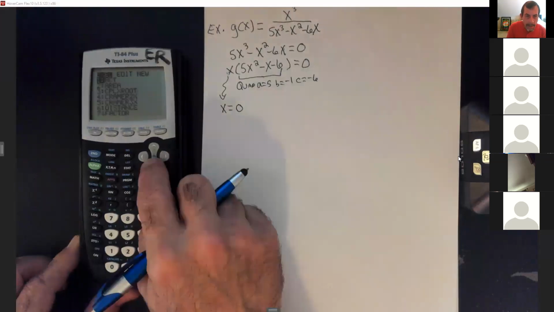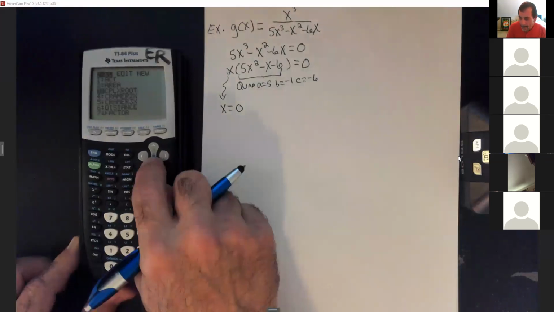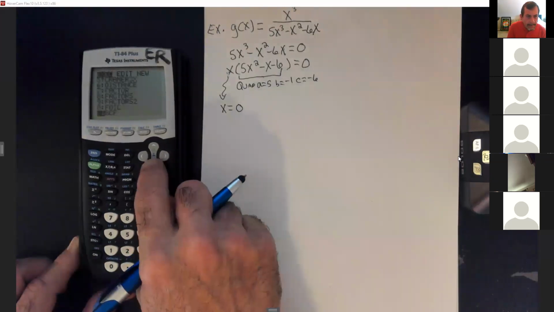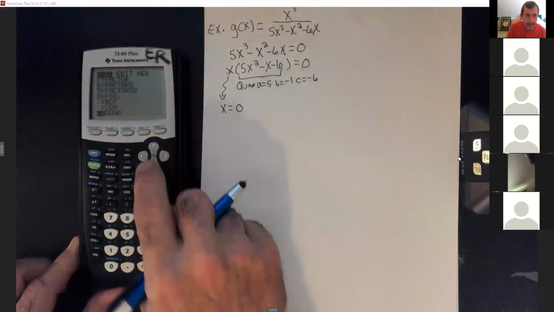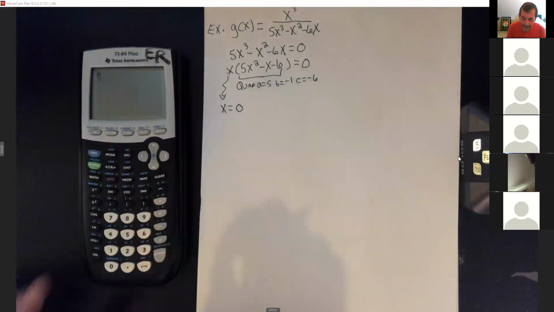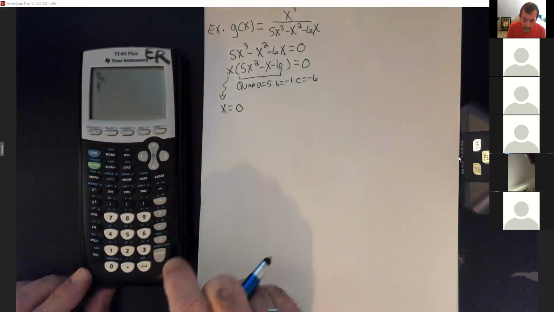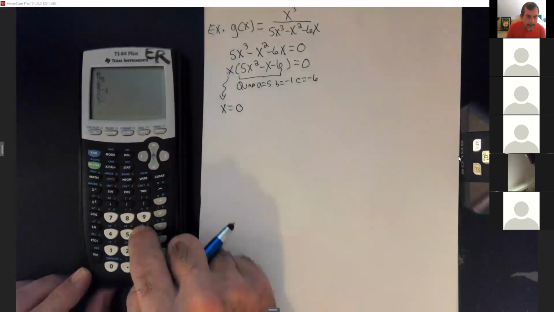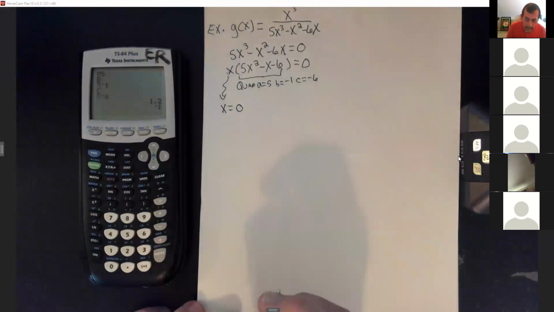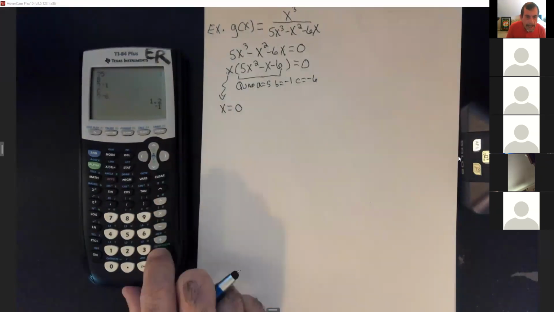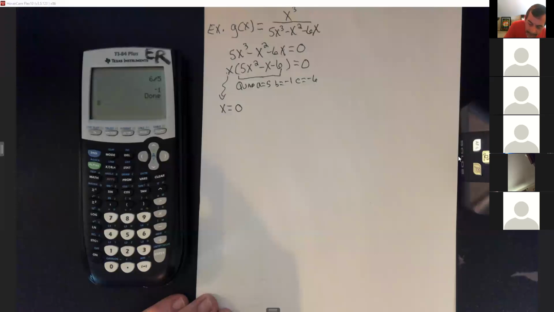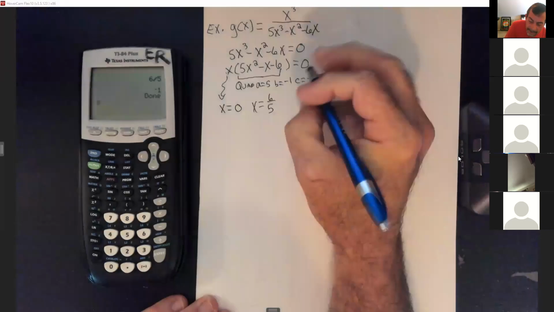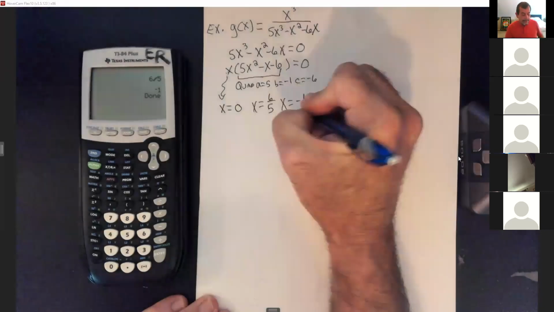So program, let me get down to quad. And enter and enter. So we had a 5, -1, and a -6. When I hit enter, I don't want that 1.2, so I'm going to hit enter one more time, and I get what? x equals 6/5, and x equals -1.